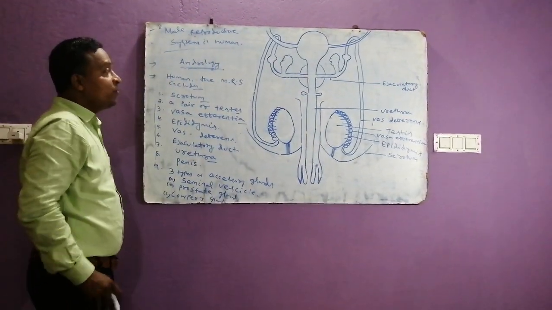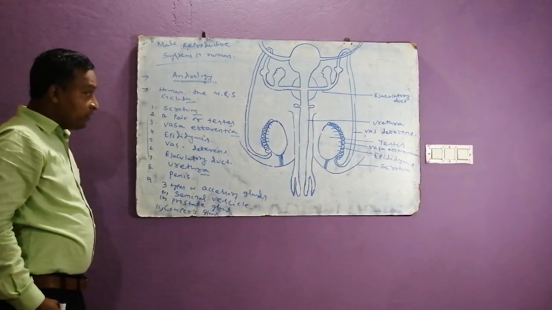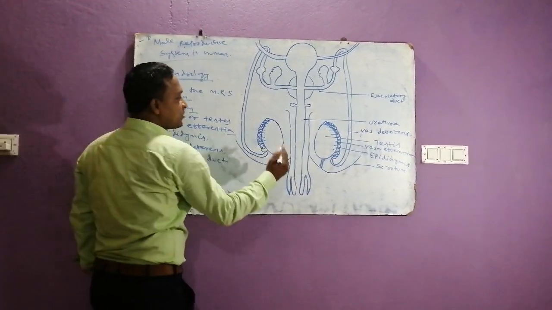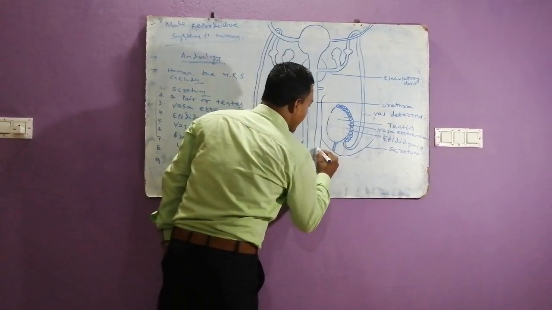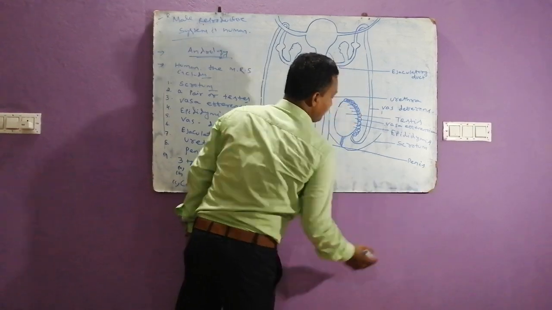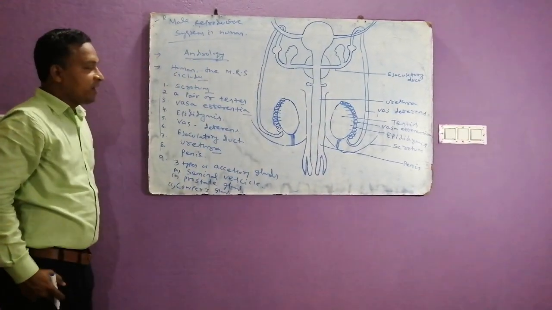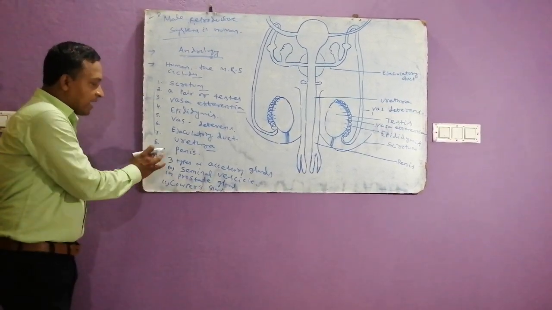Urethra. That is which one? Urethra. Immediately about the next structure, from this place to this place, we can call that penis. Yes. We can call that what? Penis.